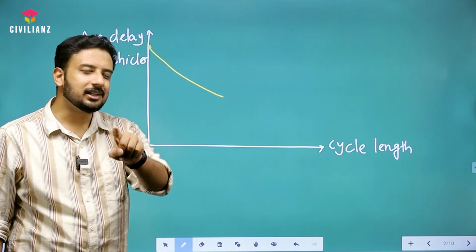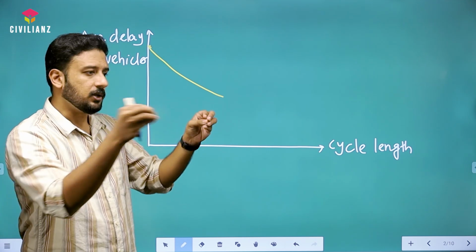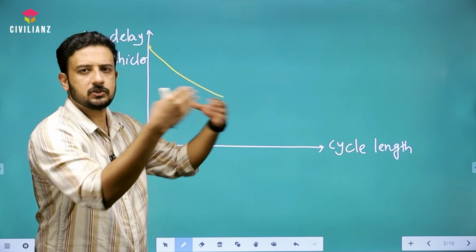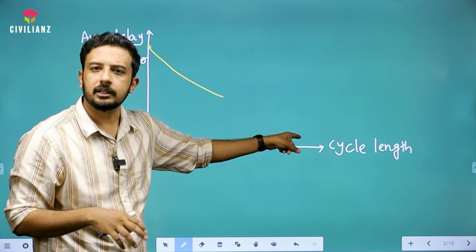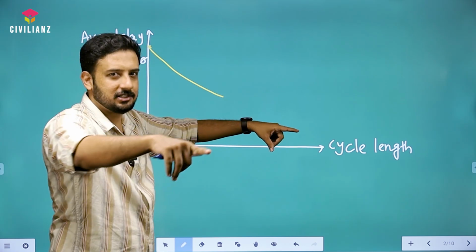See, when you are getting the opportunity to move, which means you are in the signal, just assume that you are getting the green signal and you are moving, right? It's well and good. Average delay will be decreasing. But what about the other vehicles? They will be waiting for their chance, no?